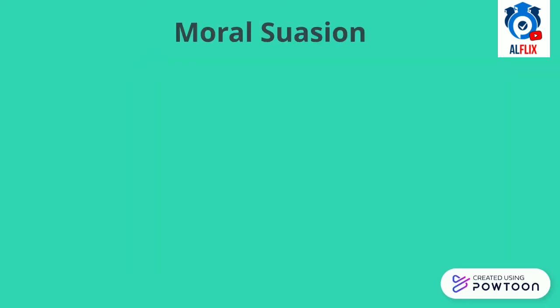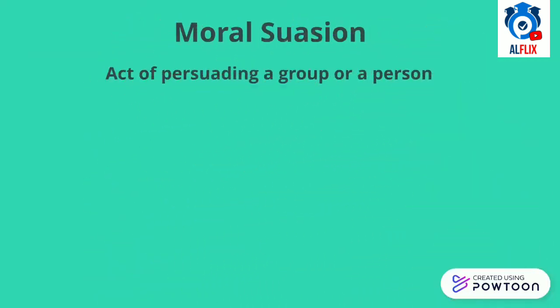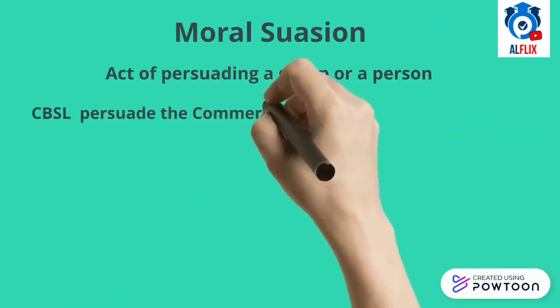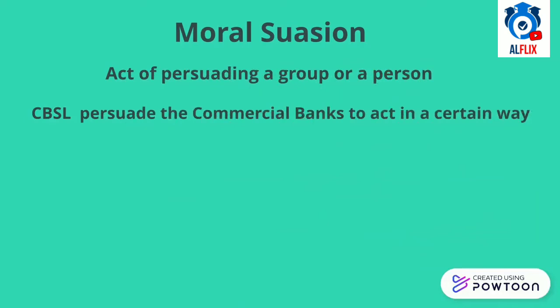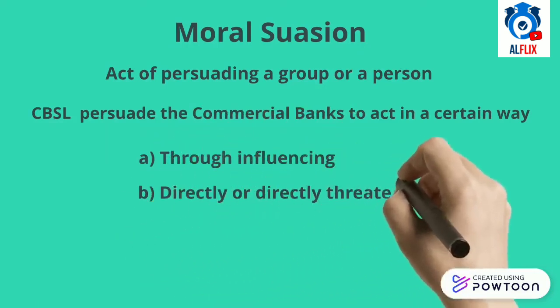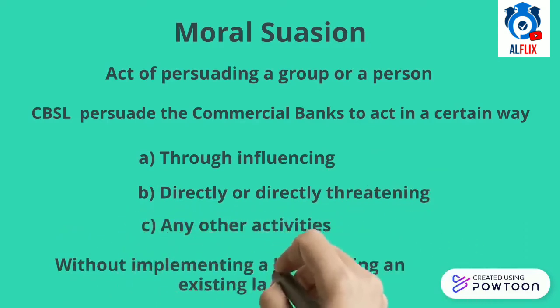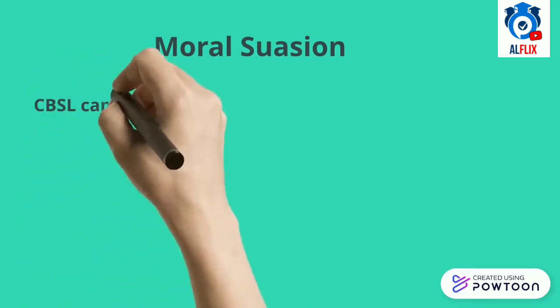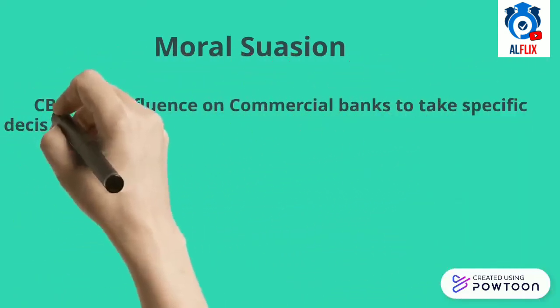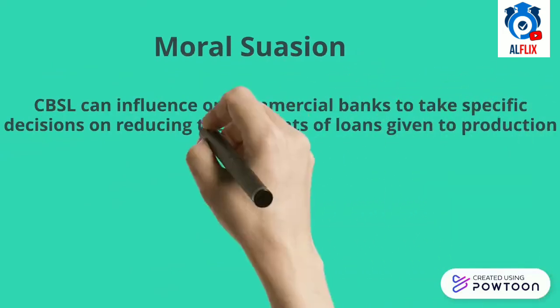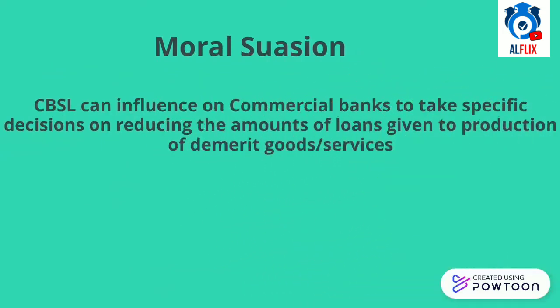Moral suasion. This is the act of persuading a group or a person. In this case, the CBSL tries to persuade the commercial banks to act in a certain way through influencing, or directly or indirectly threatening, and also using other activities without implementing an existing law or creating a new law. For example, CBSL could influence commercial banks to take specific decisions on reducing the amount of loans given to the production of demerit goods or services, without implementing a law or a regulation. So they try to influence and get things done.